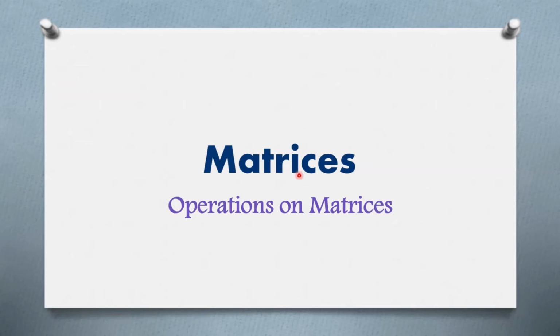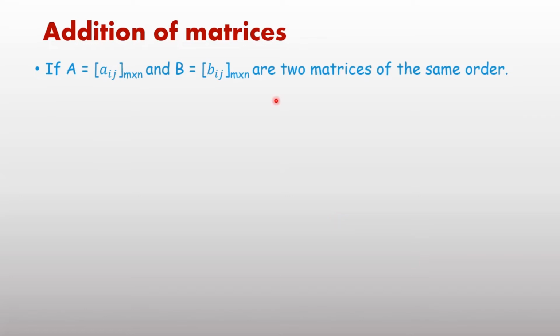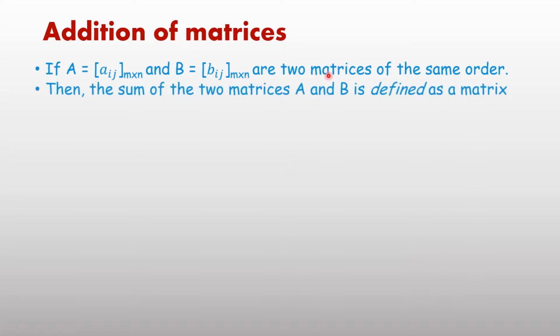Second topic in this chapter, operations on matrices. First one is addition of matrices. If matrix A is given of order m by n, second matrix B of order m by n, means same order, then we can find addition of two matrices.